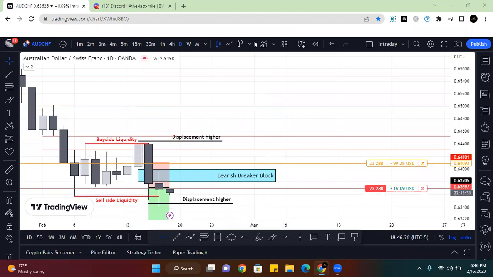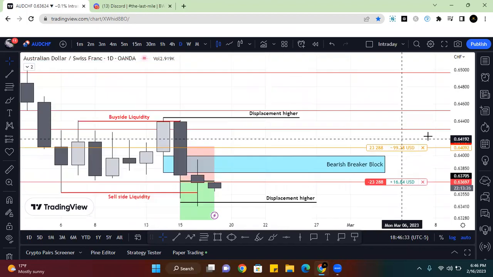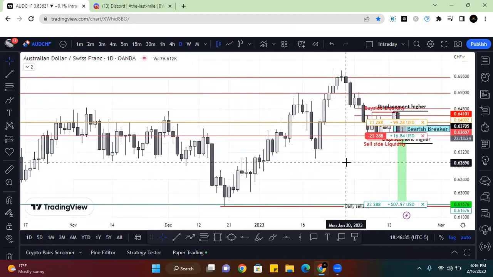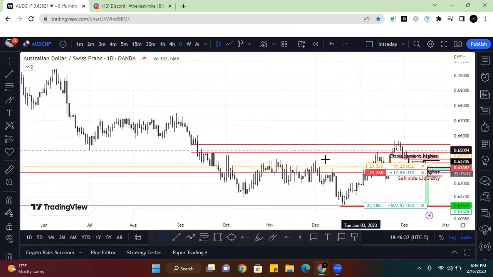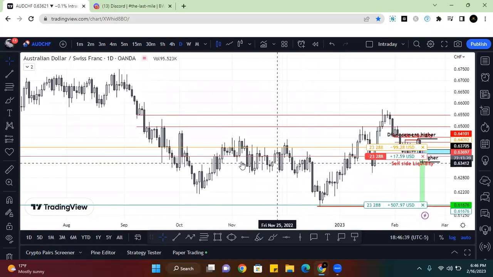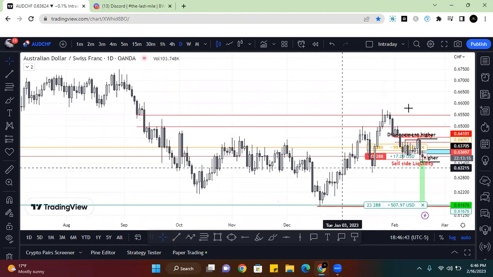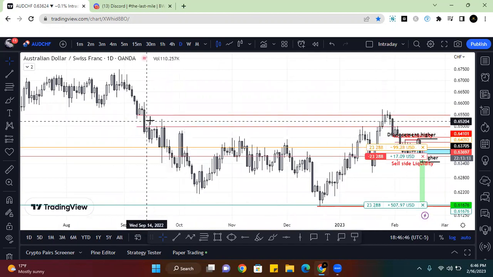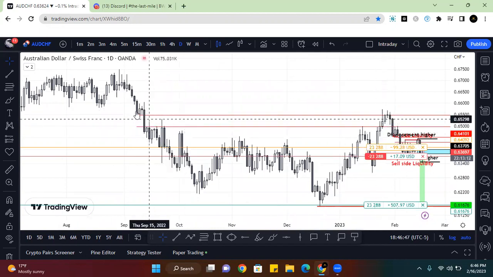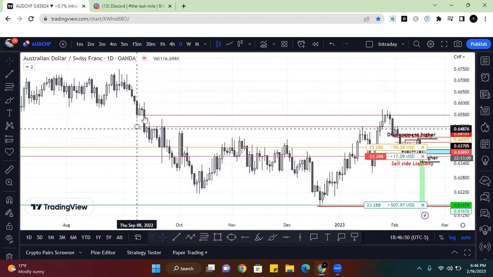So I did take a couple of makeshift trades on a demo account just for the purpose of this example. Did full analysis and everything. The idea is that on Australian dollar Swiss franc, the daily was going to continue to the downside. You had price come all the way back up on this leg, take out these buy stops up to this high, and mitigate this order block and this fair value gap, which is right here.